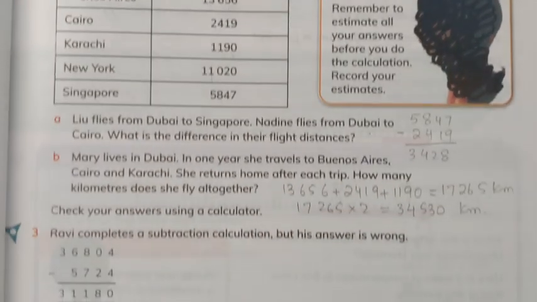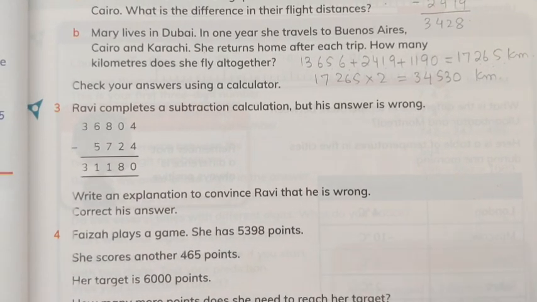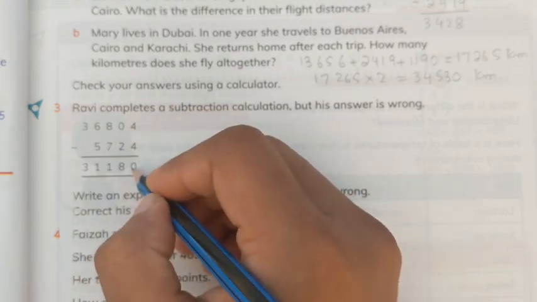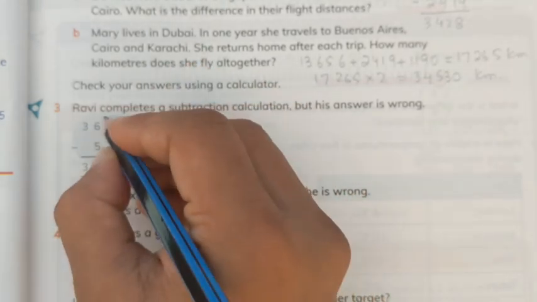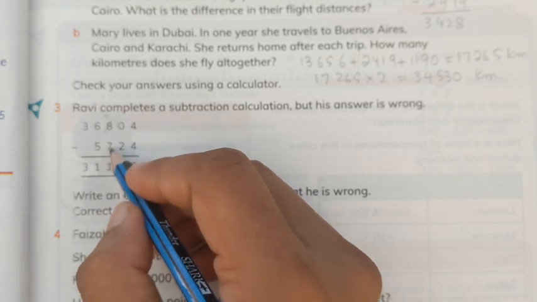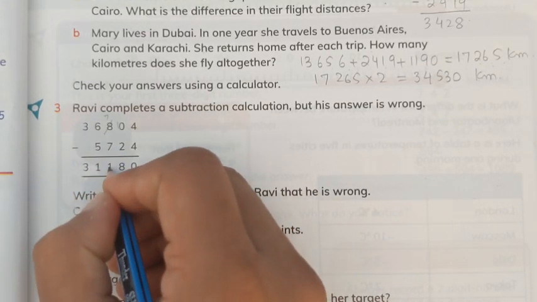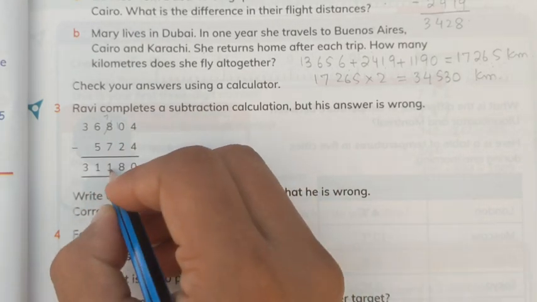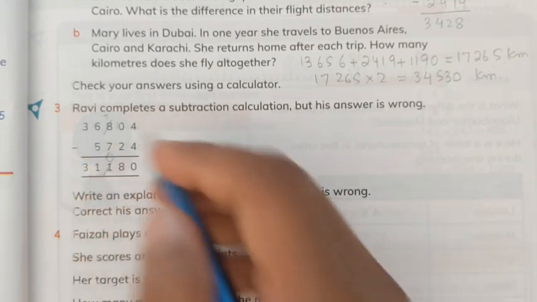Now question number 3 says Ravi completes a subtraction calculation, but his answer is wrong. What is he doing? 36,804 minus 5,724. When we subtract 4 from 4, we get 0. Here is a 0, so we will take a carry from here, regroup it, and it becomes 10 minus 2 equals 8. 7 minus 1, and 7 minus 7 is 0. Okay, so he made a mistake over here by writing a 1, and he did not give a carry to the 10, and therefore he is getting a 1 over here. Otherwise there must be a 0 coming. Then 6 minus 5 is 1, and 3 is as it is.